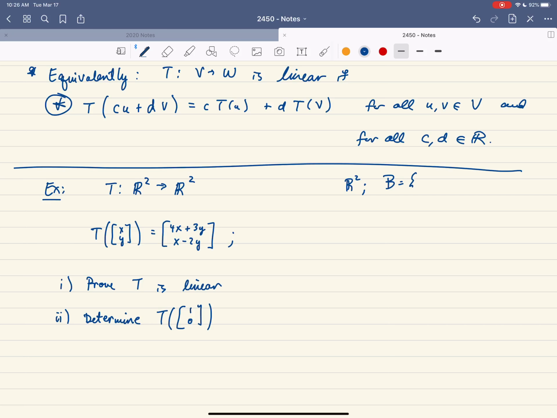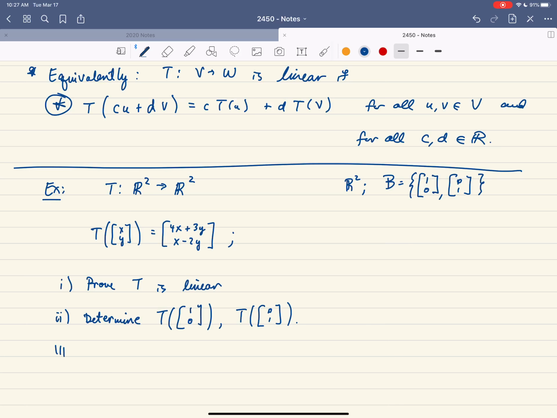So a standard basis of i and j, so that's the vector (1, 0) and (0, 1). I want to think about where those standard basis vectors get transformed to under this transformation. If I plug in (1, 0) and (0, 1), what are our outputs for those vectors? So I want to determine T(1, 0) and T(0, 1).